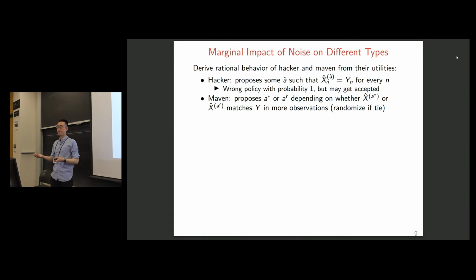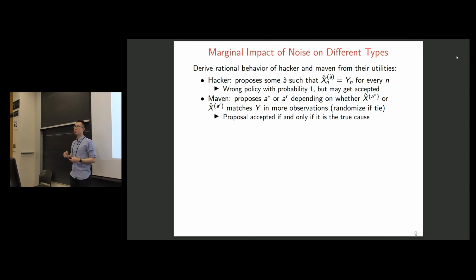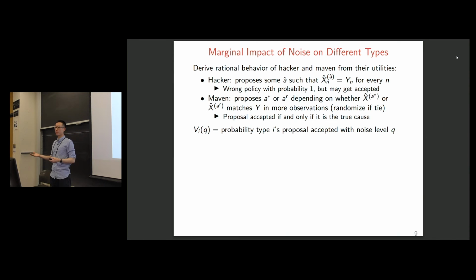policy. What the Maven will do is, the Maven knows the A star and AR. The Maven will propose either A star or AR depending on which one matches the outcome in more observations. And it turns out the Maven's proposal will be accepted if and only if they happen to propose the true cause. So let me write Vi of Q as the probability that type i's proposal gets accepted under noise level Q.